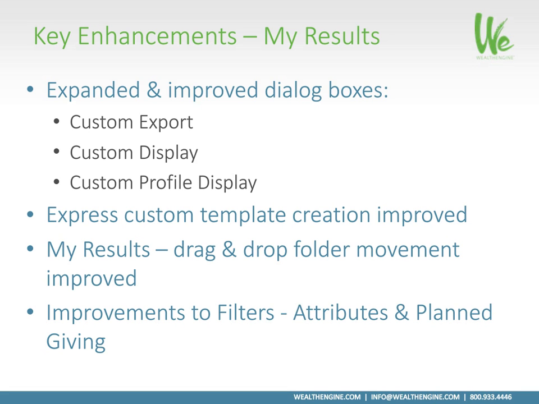The other thing is certainly filters. So we have a number of different filters within the My Results area that enable you to drill down on different attributes in your profiles and search across folders for different attributes. So we've made some improvements to the filters, in particular the different operators for the fields such as I mentioned here, attributes and planned giving, just to make it a little easier from a user perspective as you're using those filters.